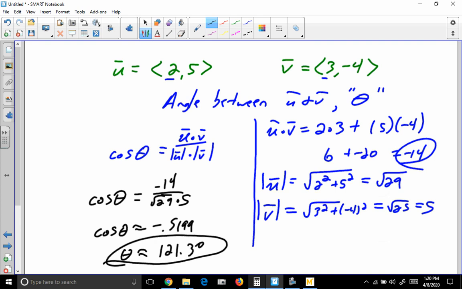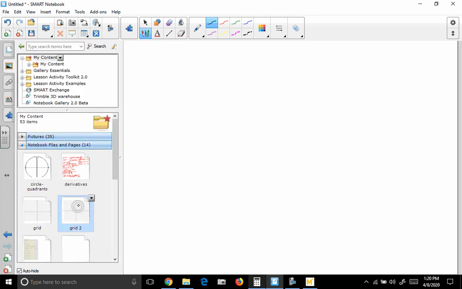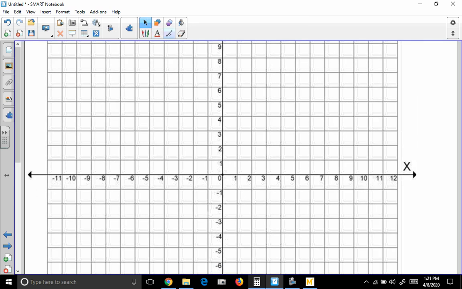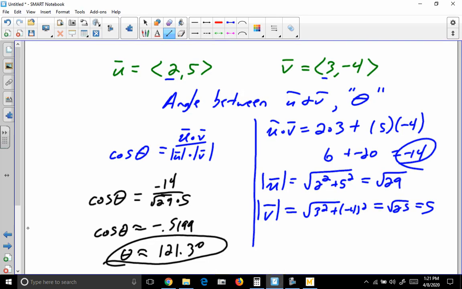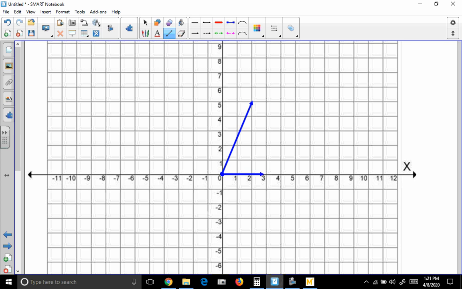Now, when it says the angle between the vectors, that is the angle between them if they were starting from the same location, if they were interacting at the same point. So let's just check that real quickly with a graph. Let's just start at the origin, and if we draw the vector 2, 5, and then if we draw the vector 3, negative 4, so from the same place, go 3, negative 4, then the angle we just found was this angle. Here's u, here's v. U is pointed that direction, v is pointed that direction. That's the angle between them.